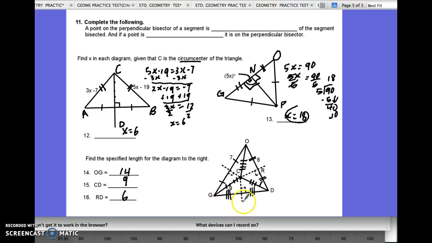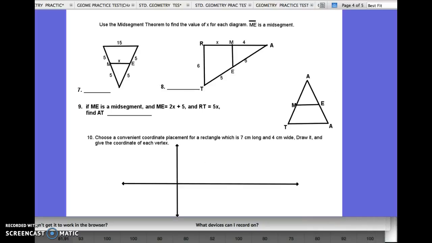What else did I not ask you? Did I ask you GO? Yes, I did. But if I'd ask you the distance from G to, let's say, this is point X here. If I ask you GX, you'd say, oh, it's going to be the same as XD. So if XD is 7, then GX must be 7. Okay? But that's a little bit more on the circumcenter. Let's take something else.